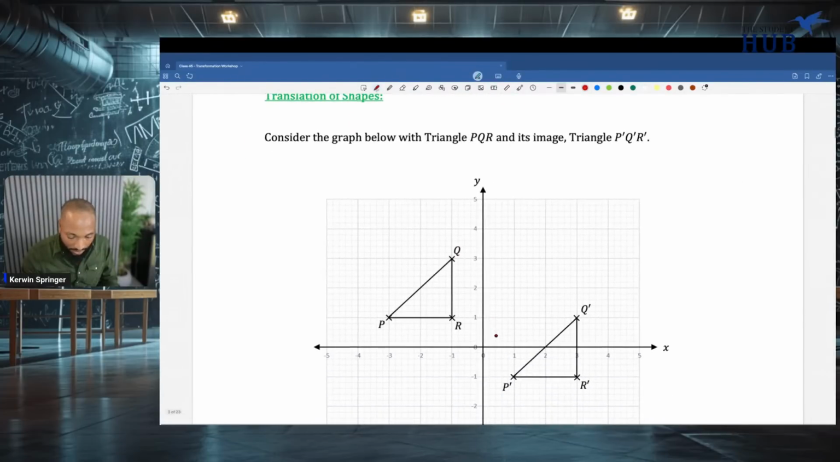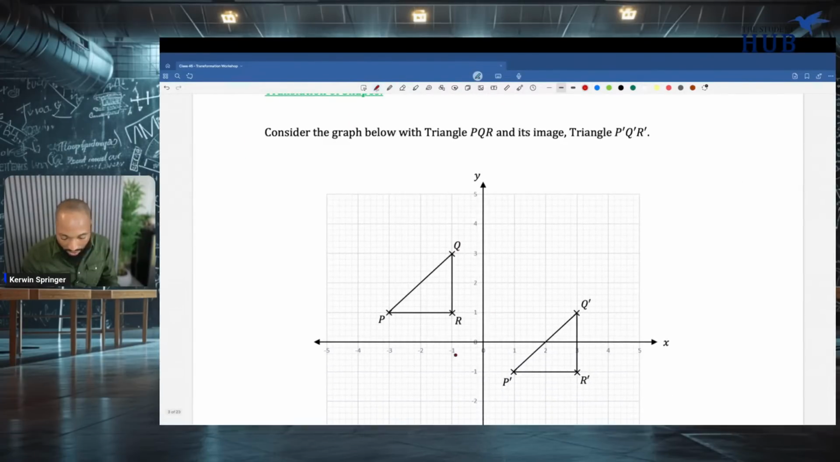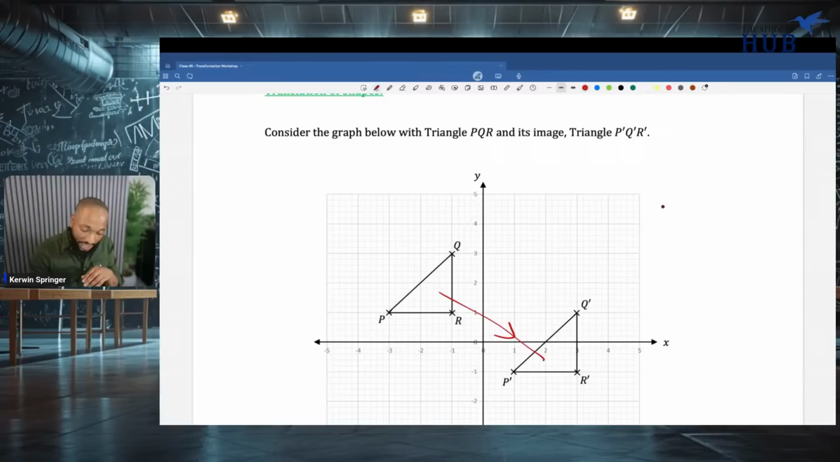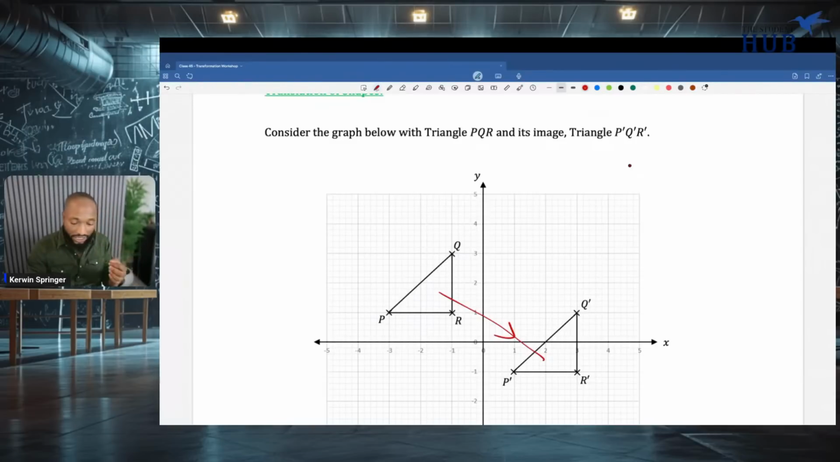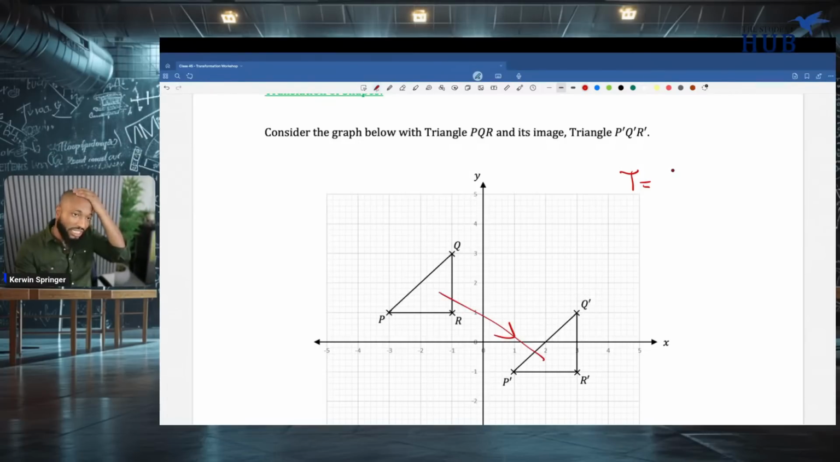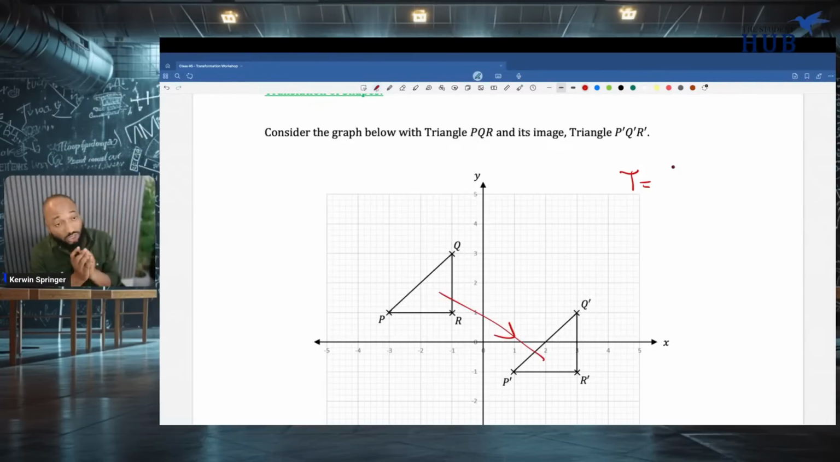For example, here I have the shape PQR that slid all the way to P'Q'R'. What do you think is the translation that caused this to happen? You can call it a transformation too, but it's specifically a translation. What is this vector that did this translation? So to describe a translation in entirety, all you need is the vector.